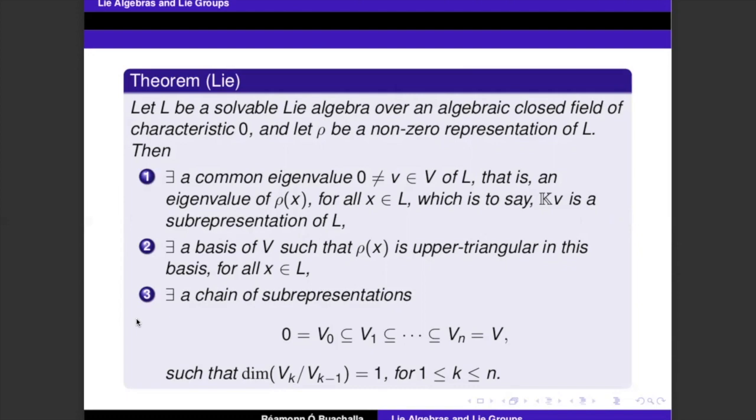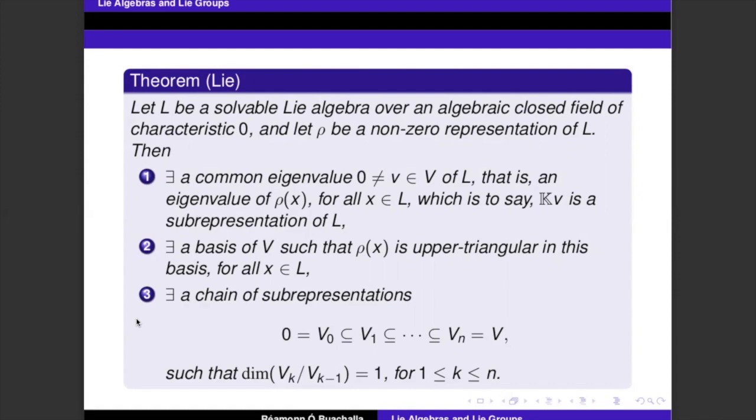So let L be a solvable Lie algebra over an algebraically closed field of characteristic 0. In this course, almost always we're going to be thinking about Lie algebras over the real numbers or the complex numbers. In this case in particular, we're going to be thinking about them over the complex numbers because the field needs to be algebraically closed. And let rho be a non-zero representation of L.